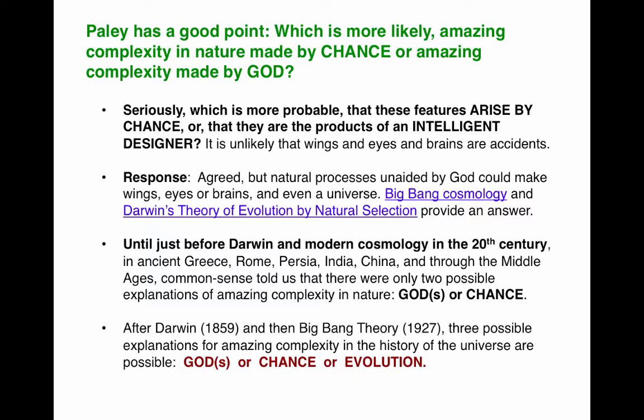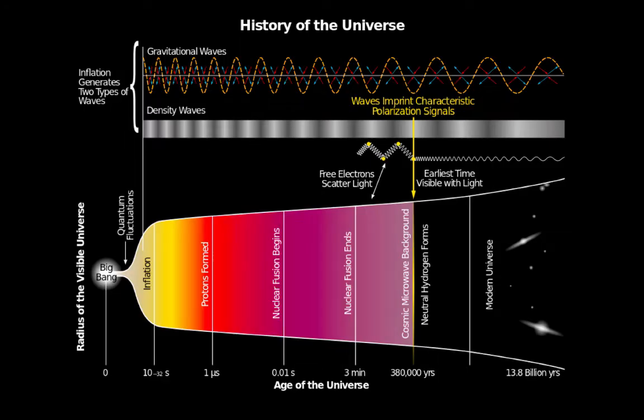Until just before Darwin and modern cosmology in the 20th century, in ancient Greece, Rome, Persia, India, China, and through the Middle Ages, common sense told us that there were only two possible explanations of amazing complexity in nature: God or chance. After Darwin, 1859, and then Big Bang theory in 1927, three possible explanations for amazing complexity in the history of the universe are now possible: God, chance, or evolution, cosmic or biological. This is a diagram of the present consensus view of cosmic evolution.